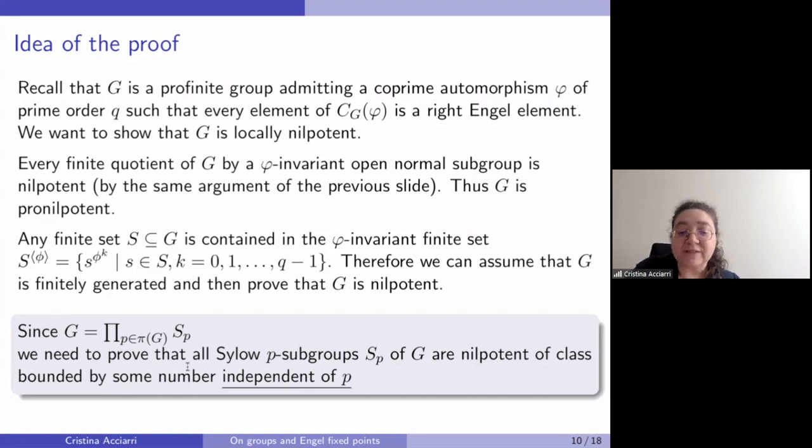And so we have all this Sylow subgroup, but it will be enough to consider or just to concentrate on each Sylow subgroup. The problem is that we need to bound in a uniform way this nilpotency class in a way that doesn't depend on p, right? And so this will give us the result for G.